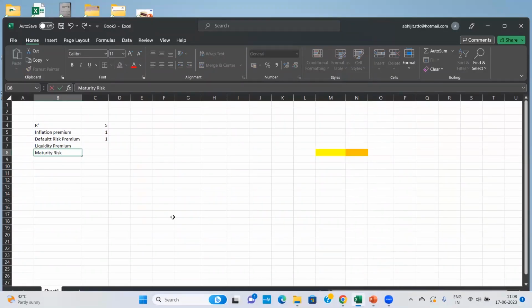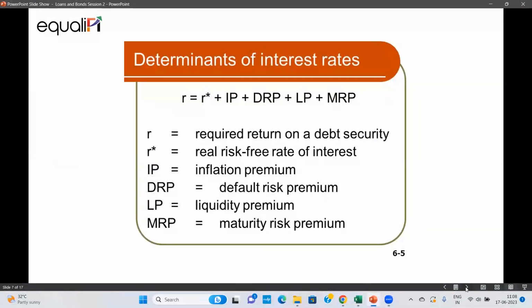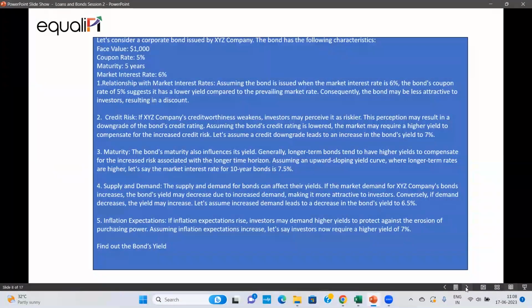Let us have a quick look at the problem. When it talks about liquidity premium, it means how much liquidity the bond has, like if I want to sell it, how quickly I can sell it. So that again depends on the demand and supply gap. So look at point number 4.